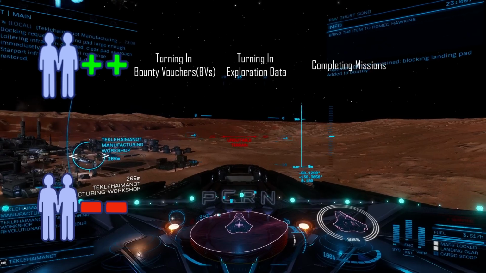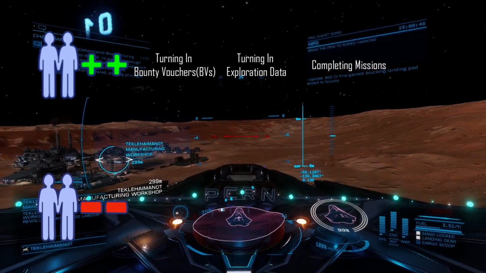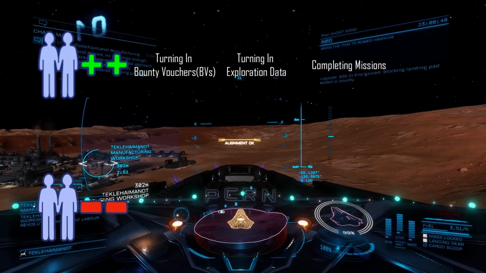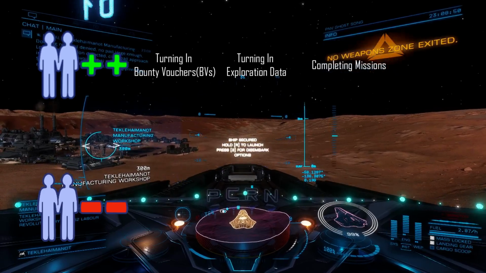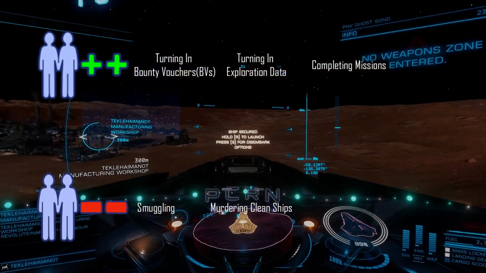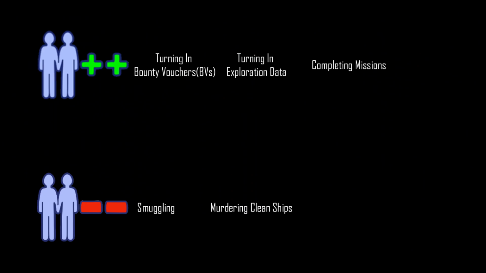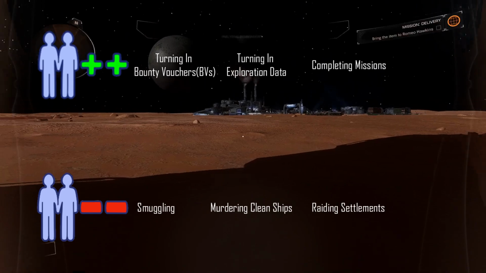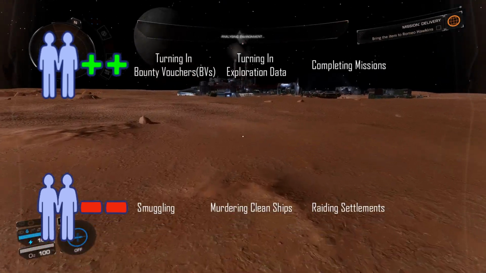The next one is negative actions. These are things that will decrease the influence of a system. So basically, stuff like smuggling, committing crimes, killing that faction's ships, attacking those factions' Odyssey settlements. Those type of things will have a negative effect on the faction's influence.